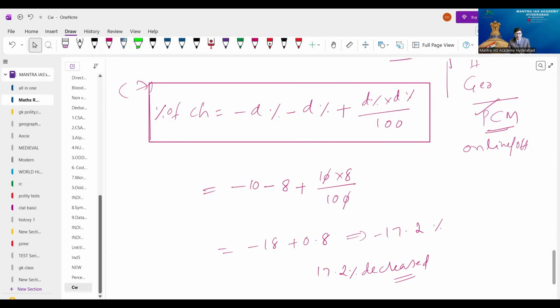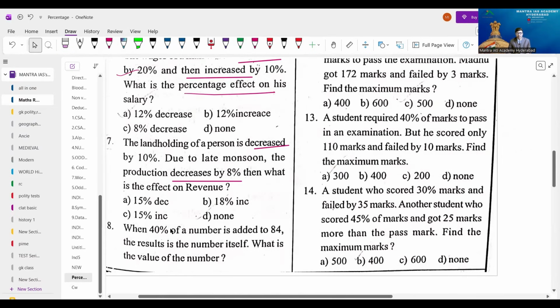You can check, when the option is not there, you have to keep the option as none, beta. That's a basic point. Observe now. Clear now? Because 10% decreased and again 8% decreased, looking at minus 18, the option is less than that. So option is D, none, answer beta.